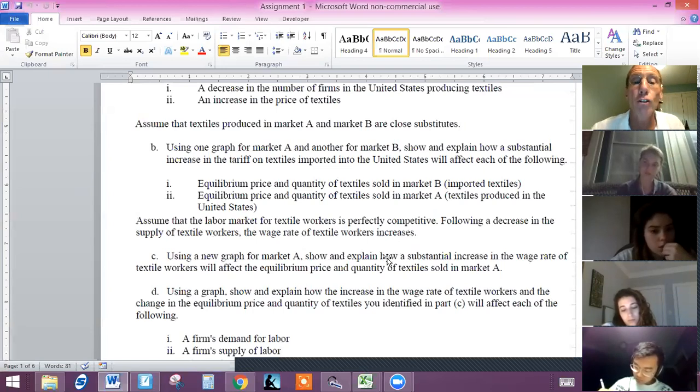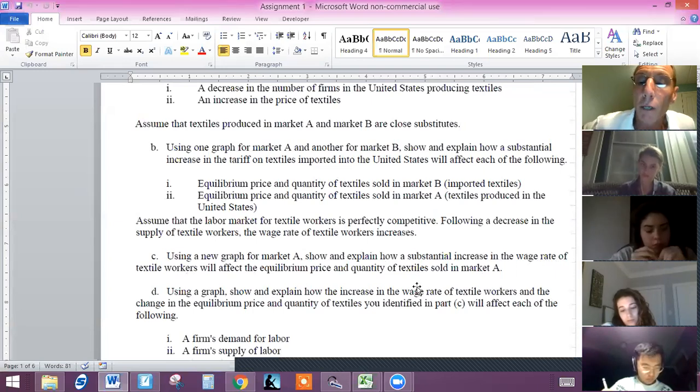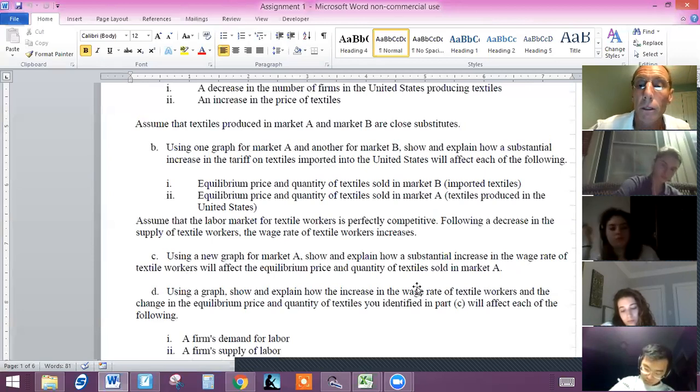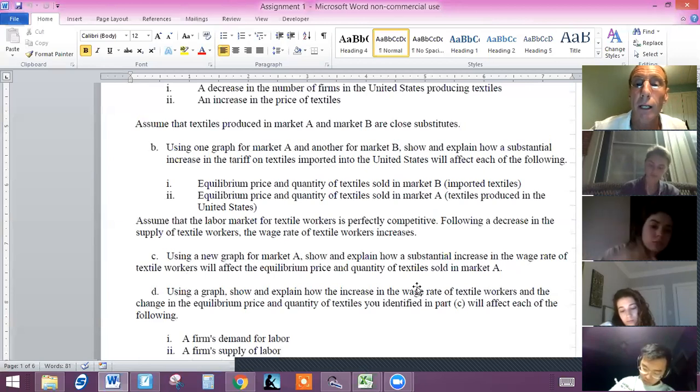So using a new graph for market A, show and explain how a substantial increase in the wage rate of textile workers will affect the equilibrium price and quantity in market A. Okay. Okay, so market A is domestic, right?